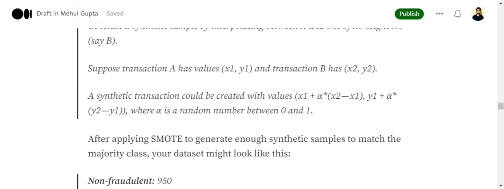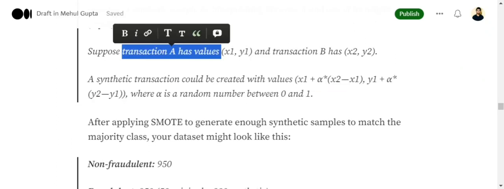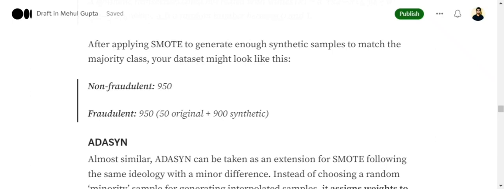Assume transaction A has a value (x1, y1) and transaction B has a value (x2, y2). The synthetic transaction that we would generate would have the value x1 + alpha × (x2 − x1) and y1 + alpha × (y2 − y1). Very easy to understand. This is the equation that we would follow. After applying SMOTE, the final sample may look something like this. The fraudulent class would also become 950, with 50 original points and 900 synthetic.